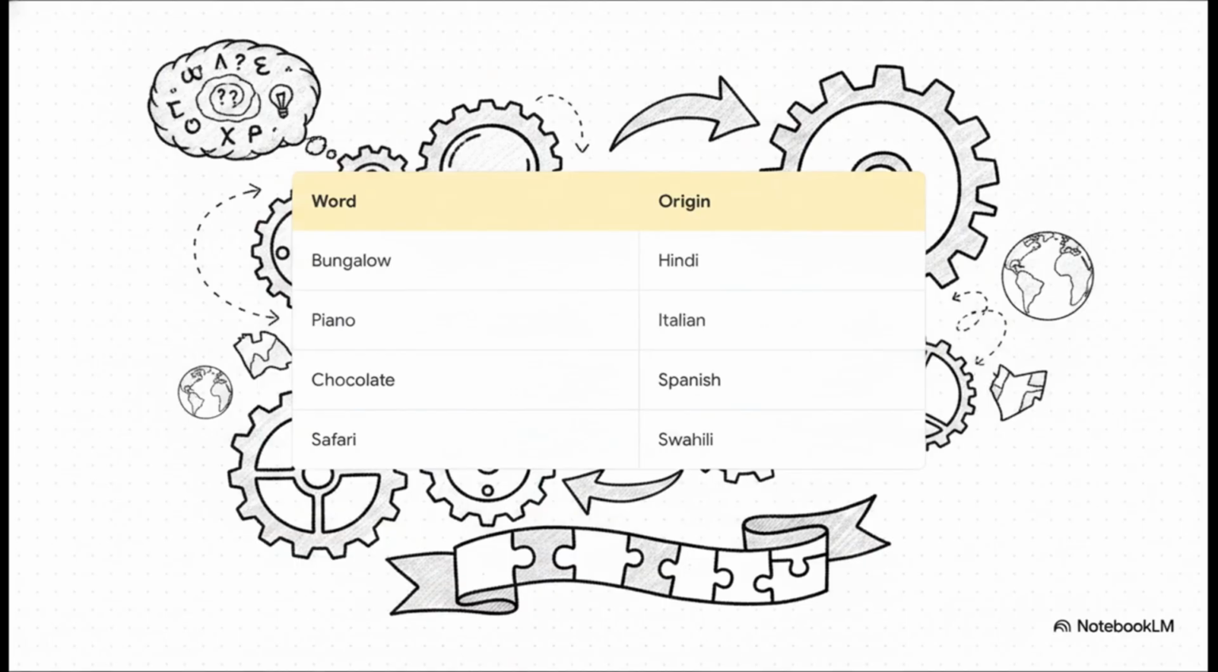English also uses what we might call global math. It actively borrows precise terms from other languages to fill conceptual gaps in our professional and daily vocabulary. Take a moment to check out where everyday words like bungalow or safari actually come from. This incredible openness to integration is exactly what makes English such a highly adaptable international system.